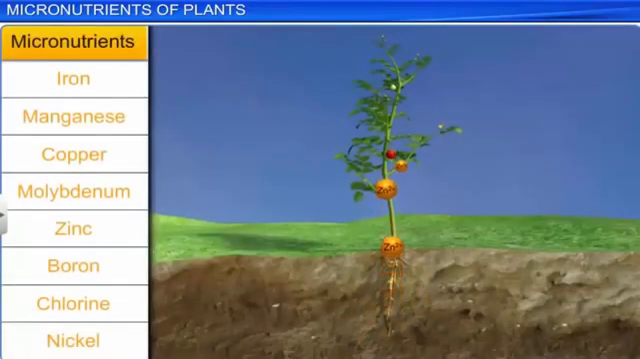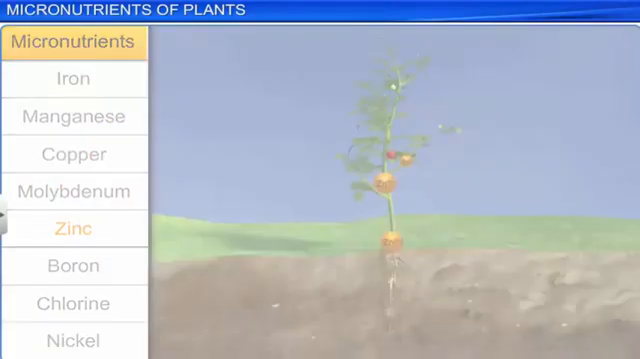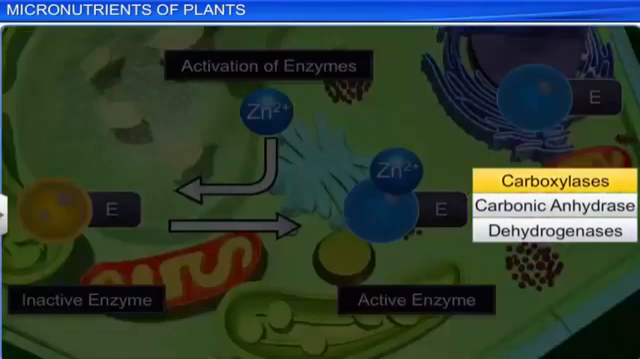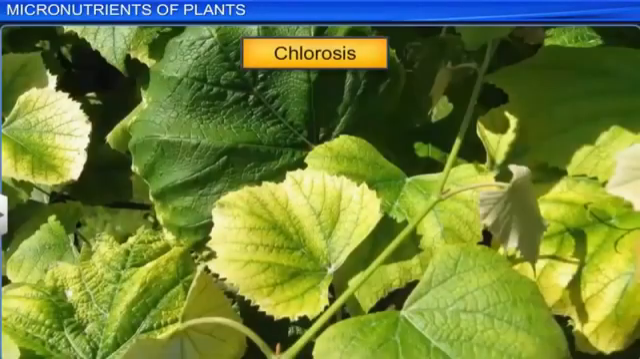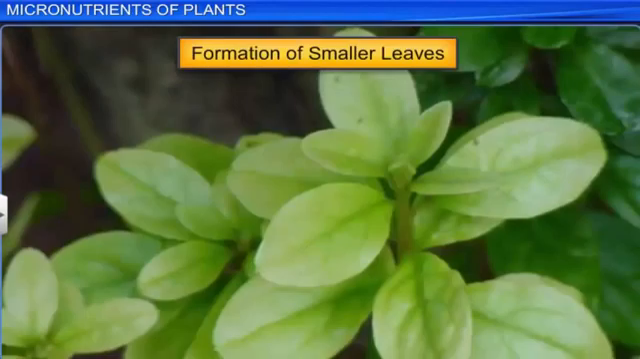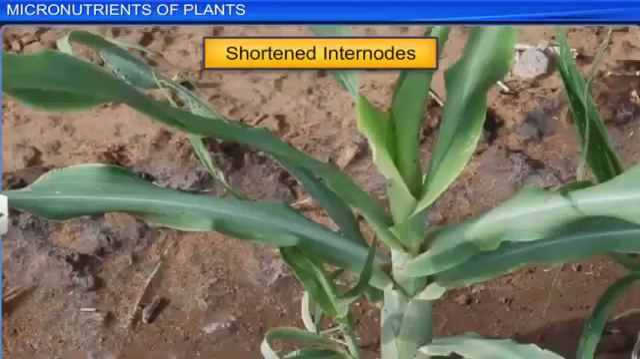Plants obtain the micronutrient zinc as Zn2+ ions. It activates enzymes such as carboxylases, part of carbonic anhydrase, and dehydrogenases. It takes part in the formation of tryptophan, a precursor for the plant growth hormone auxin. Deficiency symptoms include chlorosis, formation of smaller leaves, and shortened internodes.